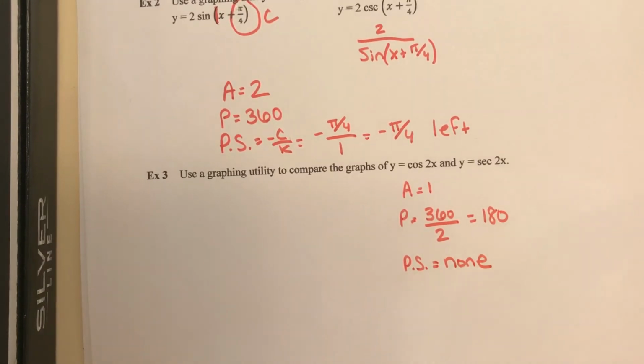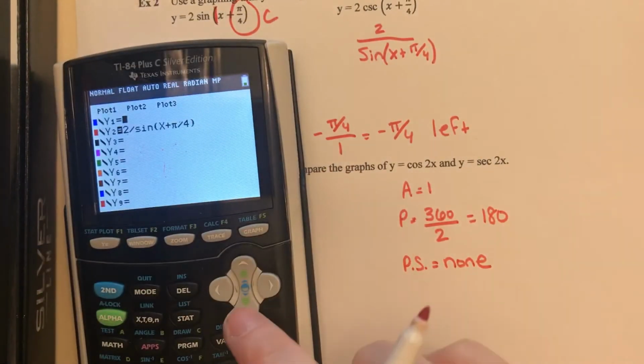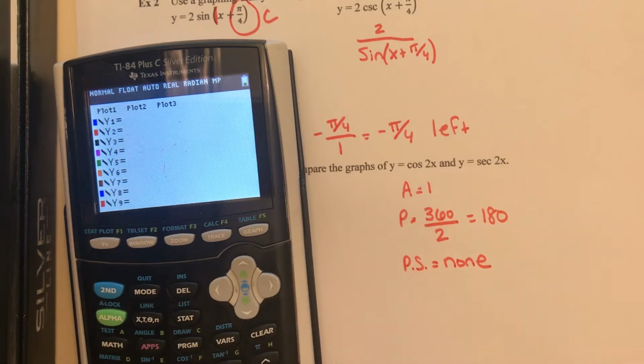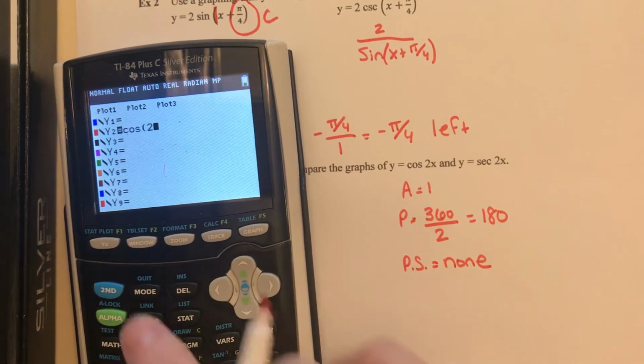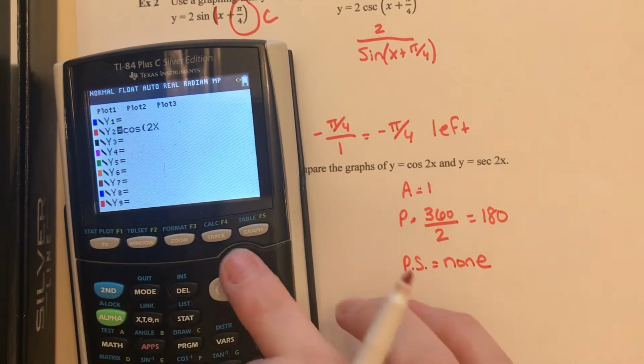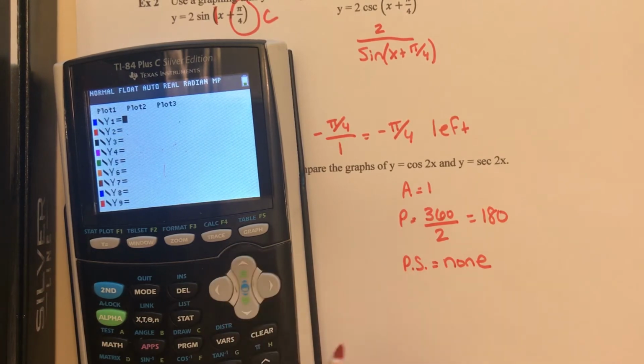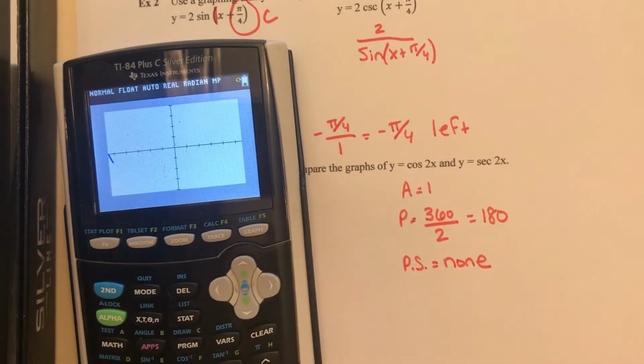Okay, so let's graph this. I'm going to clear out my graphs from before. So I have the cosine of 2x and I have secant of 2x. That's 1 divided by cosine of 2x.